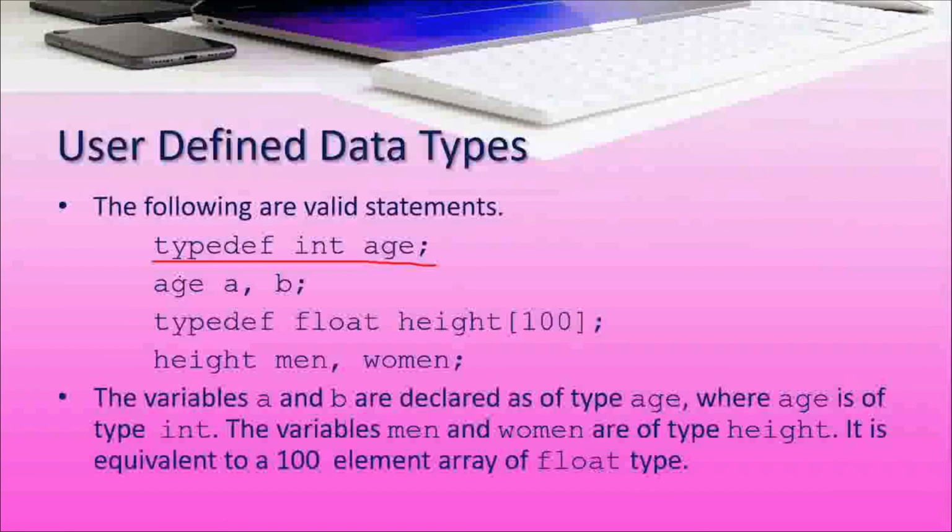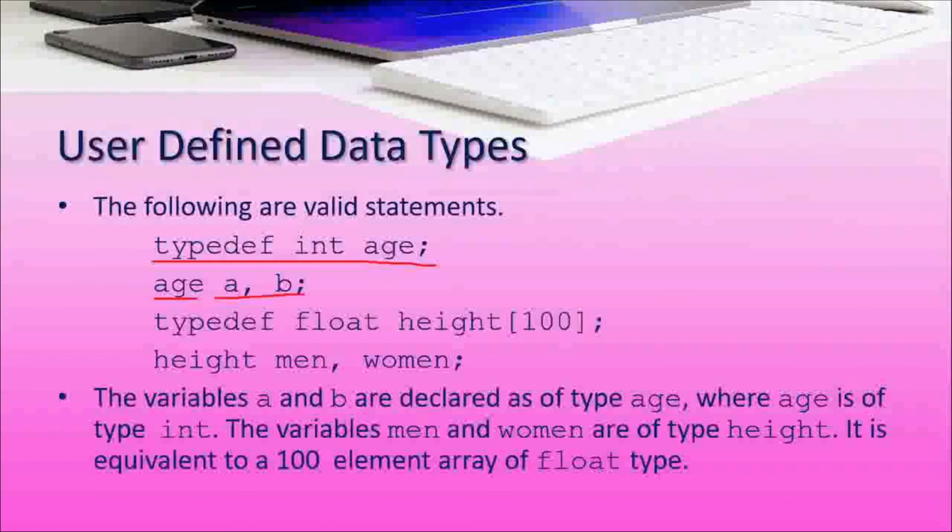Now if you want to create two variables a and b of type integer, then you can directly write it like this: age a, b. So now a and b will be of type integer, since age is basically of type integer. Now if we try this one, typedef float height[100]. So height[100] is an array of type float, and the float data type is renamed as height.